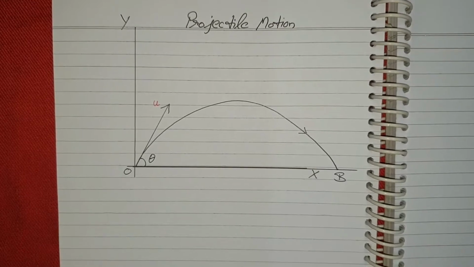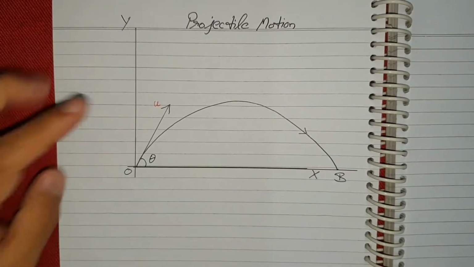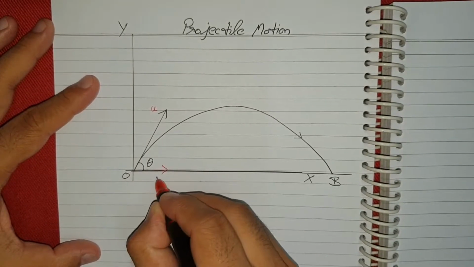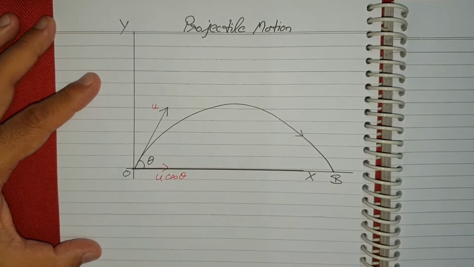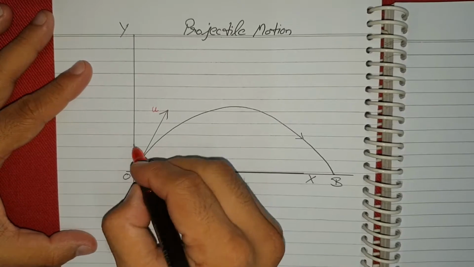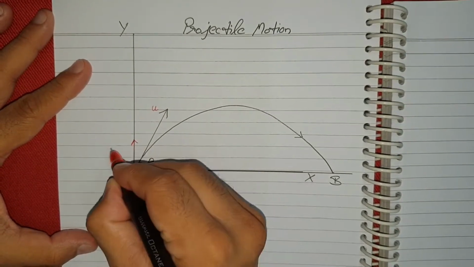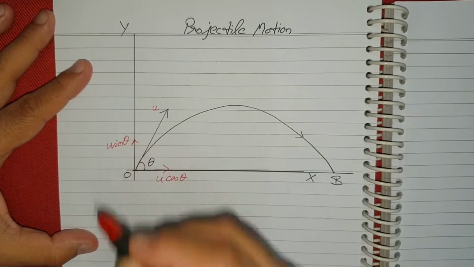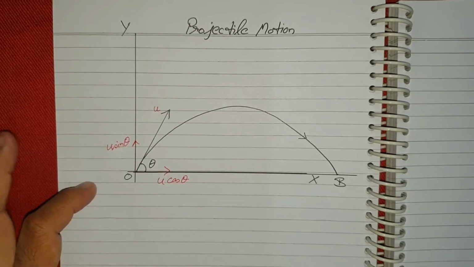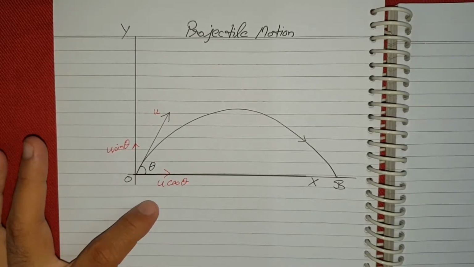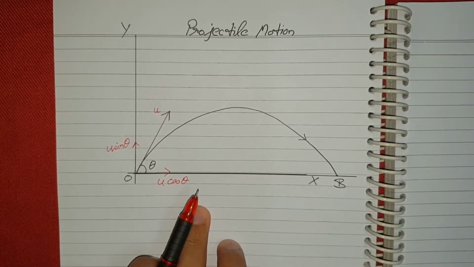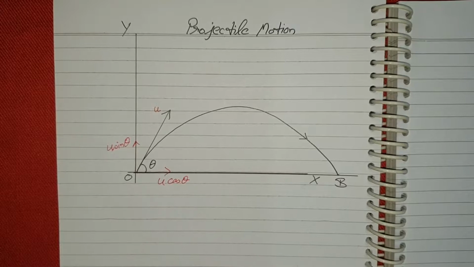Now we can resolve the velocity u into its two components. The horizontal component will be u cos theta, and the vertical component, since this is making an angle theta with the horizontal, will be u sin theta. Now see, these two components, u cos theta and u sin theta, are independent of each other.